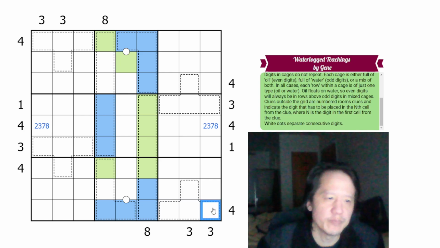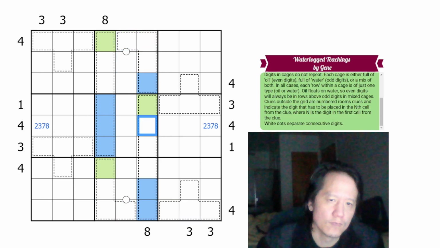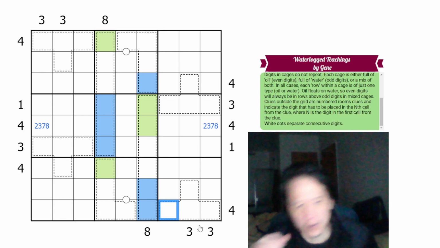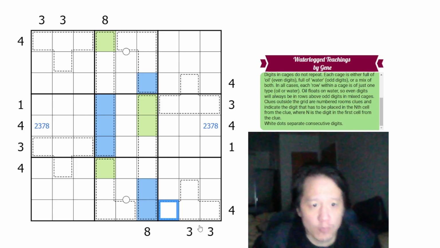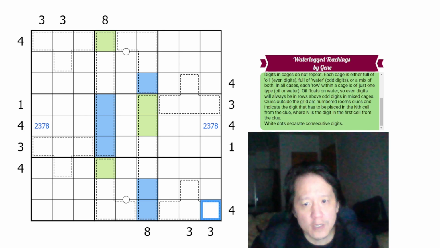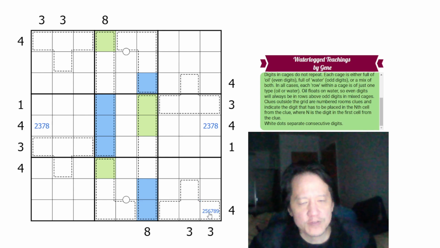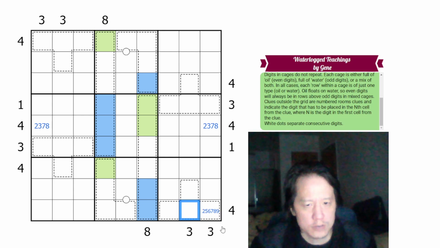So this cannot be 3 or 4, right? This can't be 3 or 4, so 3 can never be here, and 4 can never be here. It can't be 1, obviously. It can be 2, 5, 6, 7, 8, and 9. So if it's 2, 4 would have to be here, which works.